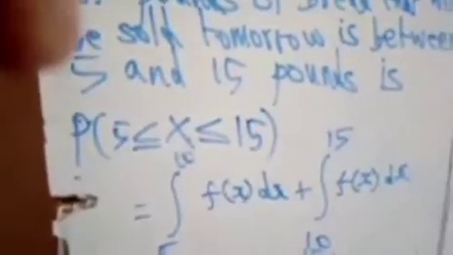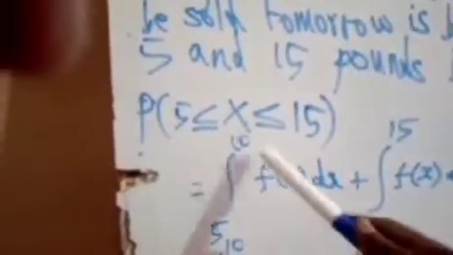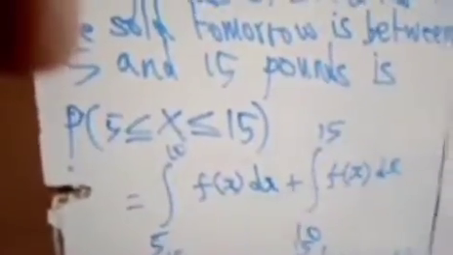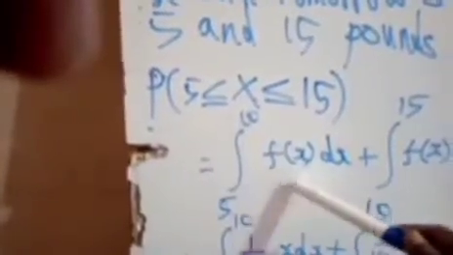F of x has one value up to 10 and another value up to 20. Then only we will write first 5 to 10 of f of x dx and 10 to 15 of f of x dx. Okay. So now integral 5 to 10 of f of x is 1 by 100x because a value is 1 by 100. So 1 by 100x dx plus 10 to 15 1 by 100 of 20 minus x dx.